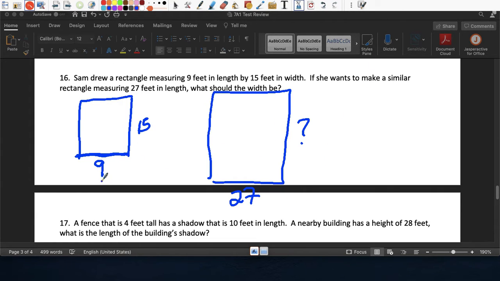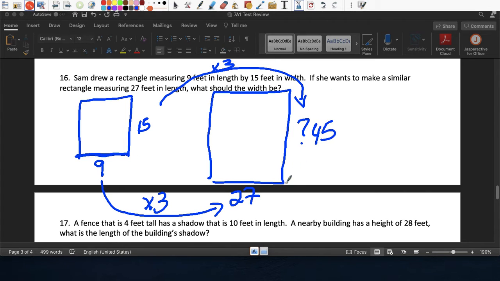Well, you can set up a proportion. Or actually, in this case, we probably don't need one. So how did the 9 become a 27? Well, times 3. How do we get to this number here? Well, we're going to increase the size by 3. Obviously, all sides we multiply by 3. So 15 times 3 is 45. So that's our answer.